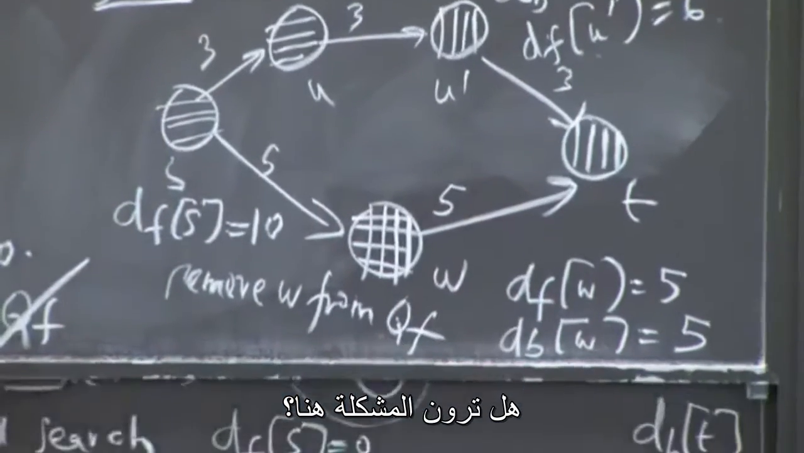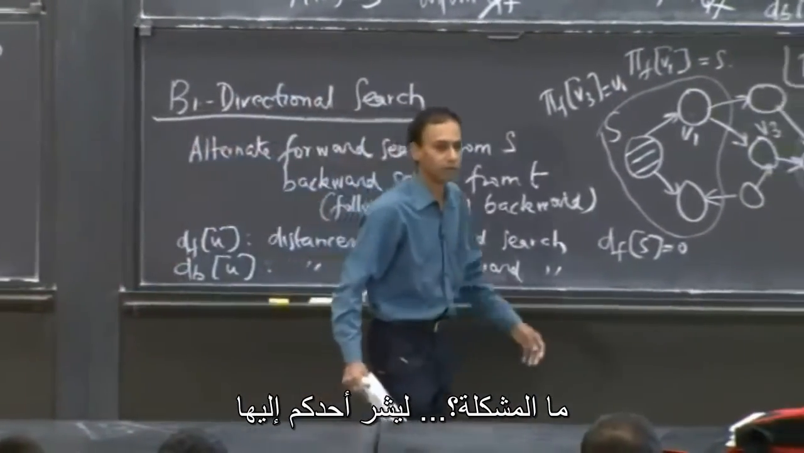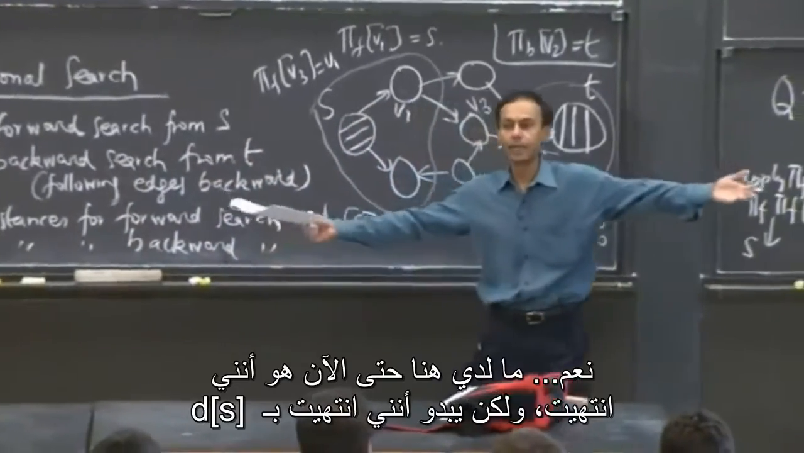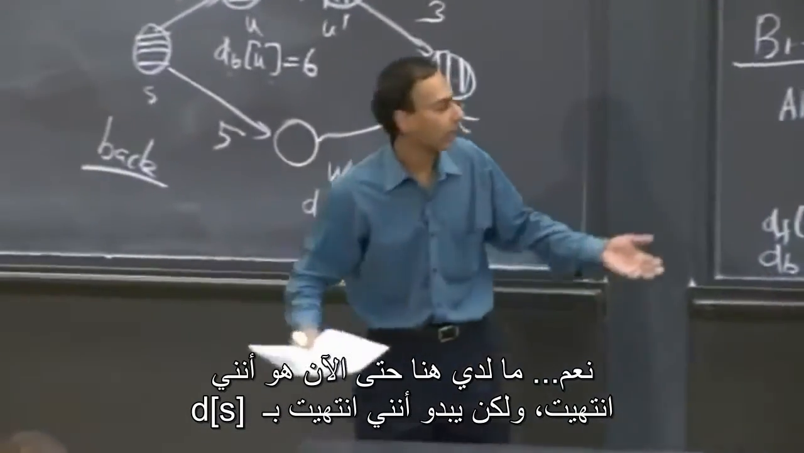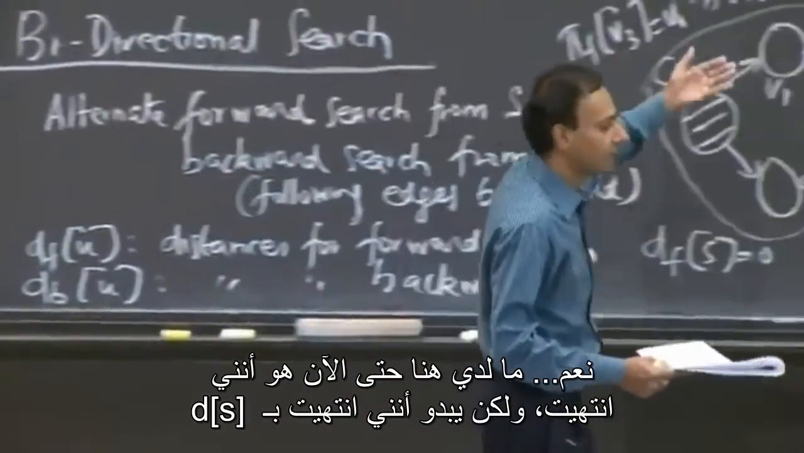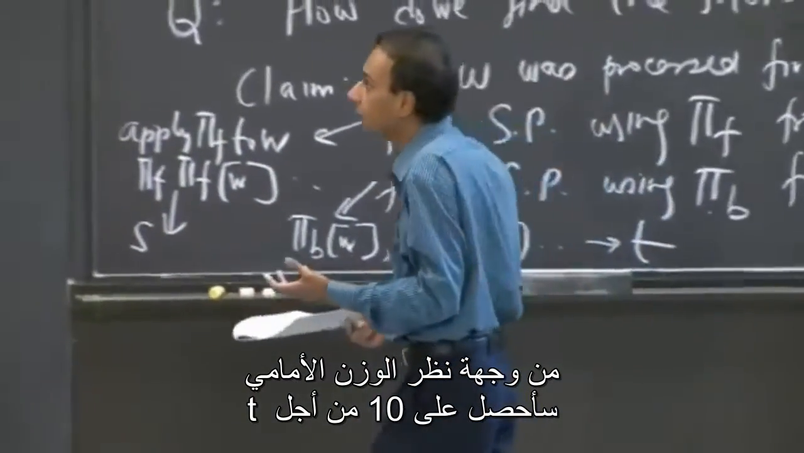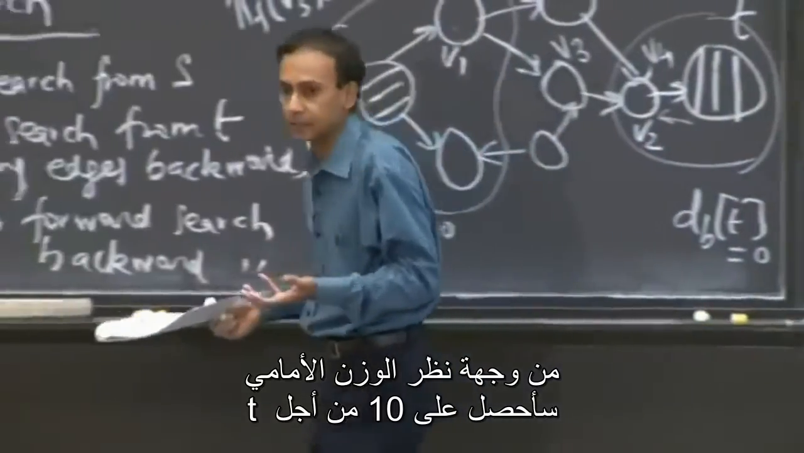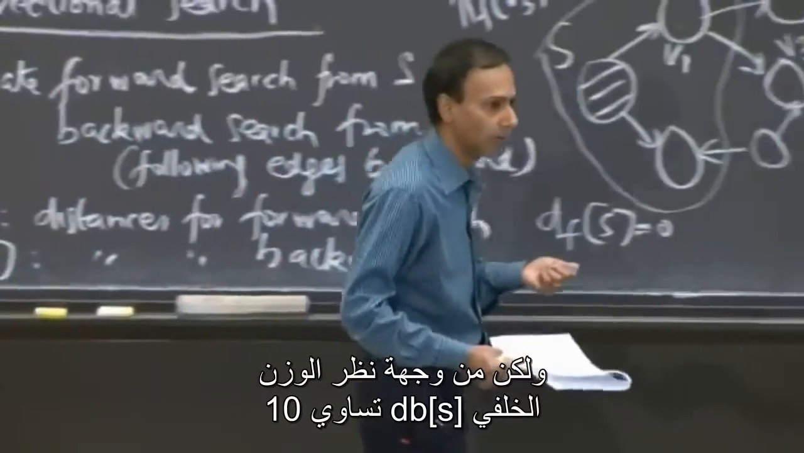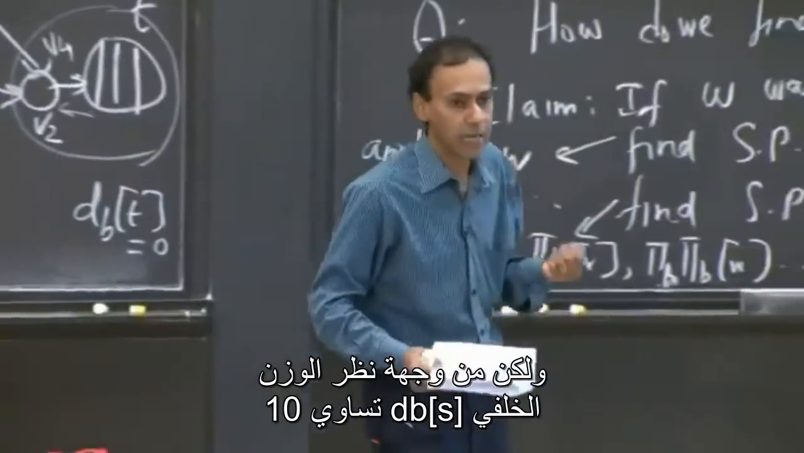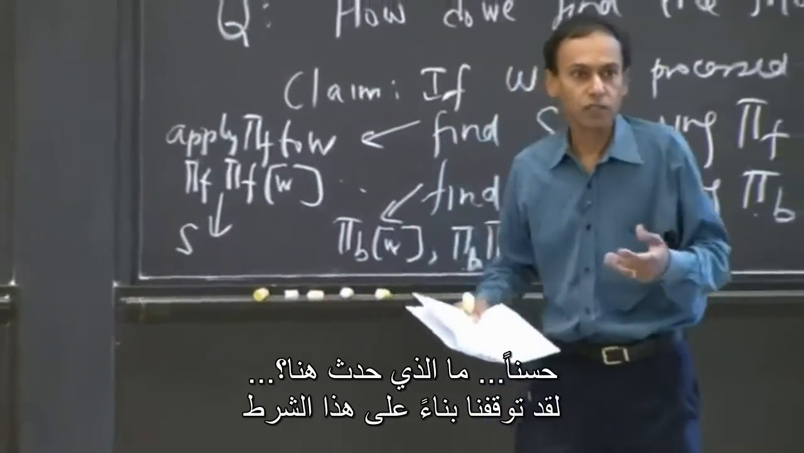Okay? People see the problem here? What's the problem? Someone articulate the problem. Yeah, so what I have so far is I've terminated, but if I look from a standpoint of the forward weight, I get DF of T equals 10. If I look from a standpoint of the backwards weight, I get DB of S equals 10. Okay? And we all know that the shortest path should be 9. Okay? So what happened here?